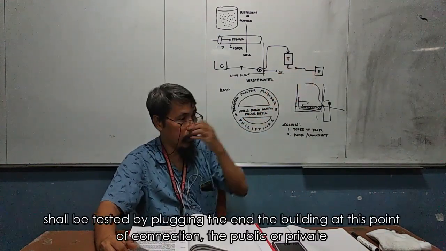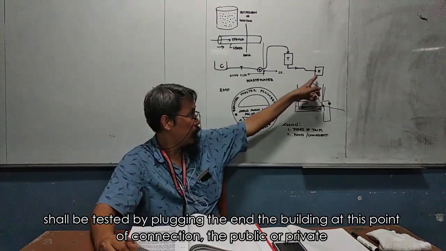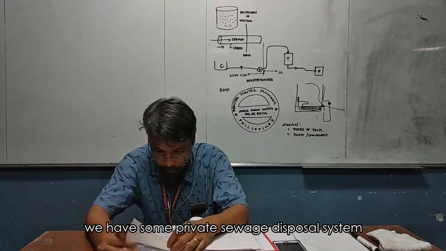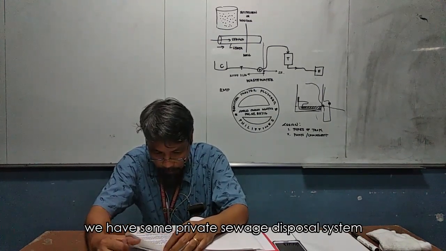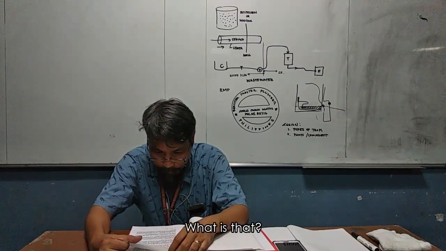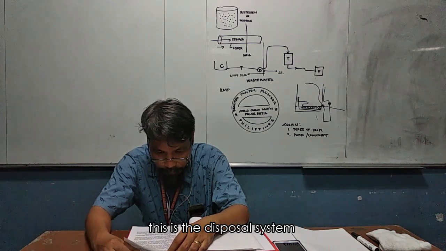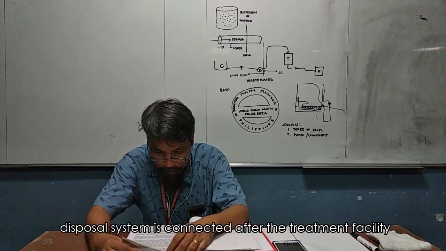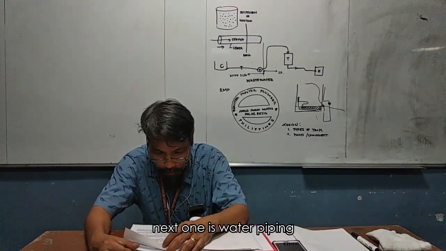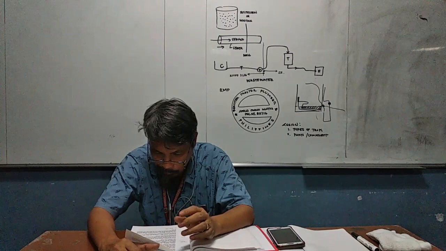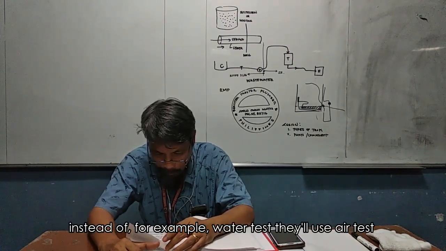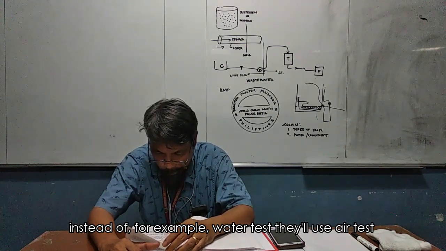Building sewer shall be tested by plugging the end of the building sewer at its point of connection with the public or private sewage disposal system. What is that? This is the disposal system. Okay. The disposal system is connected after the treatment facility. Okay. Next one, water piping. So instead of, for example, a water test, you can use an air test.